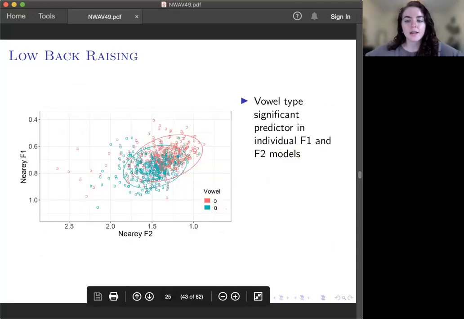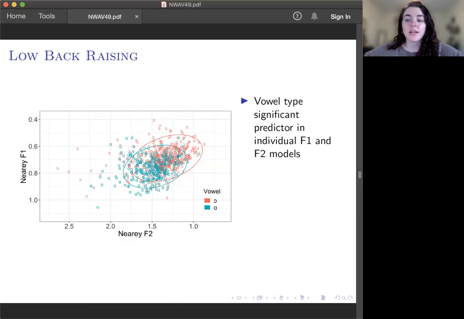For low back raising, we fit separate linear mixed effects models for nearly normalized F1 and nearly normalized F2, and both models were best fit with vowel, previous sound, following sound, and ethnicity as fixed effects and word as random effect. Vowel type was a significant predictor for F1 and F2, showing that there are two acoustically motivated segmental categories in the data. And you can see that here, that even though there is some overlap, these two vowels are separate in the vowel space. This suggests that these vowels are not raising like white Bostonians do.